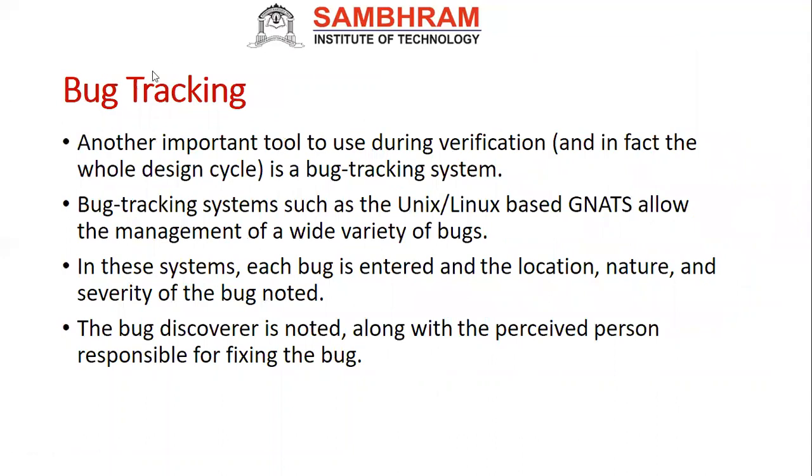Now bug tracking. If you are working on something, what will happen? There will be bugs. Bug means error, they may call it. Correct? Error. So now another important tool used during verification is a bug tracking system. If any error happens, we need to track the error. For example, because one system has different modules, each and every module is assigned to different persons.